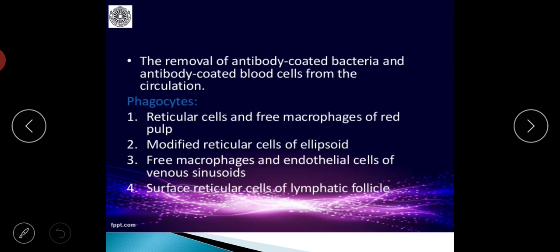And it is known for the removal of antibody coated bacteria and antibody coated blood cells from the circulation. And it also harbors some phagocytes, that is reticular cells and free macrophages of red pulp, and the modified reticular cells of the ellipsoid, and the free macrophages and endothelial cells of the venous sinusoids. And it also includes surface reticular cells of the lymphatic follicle.